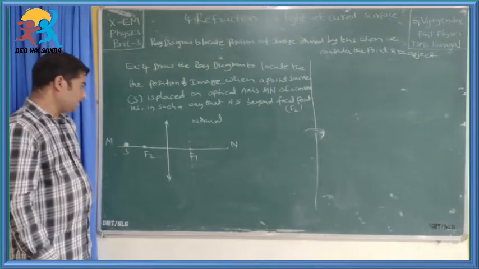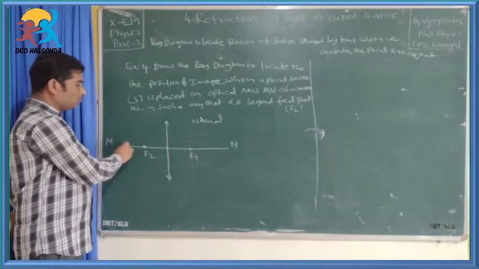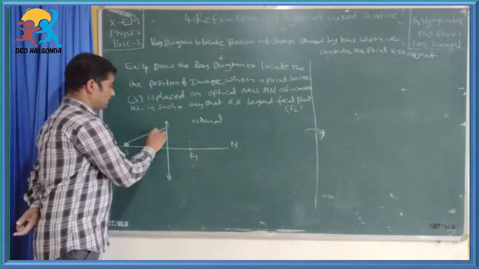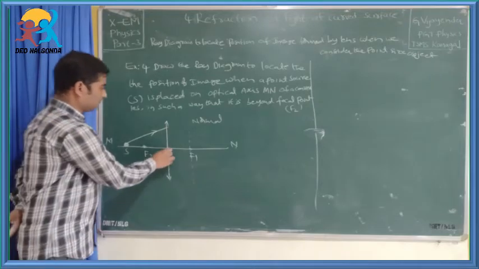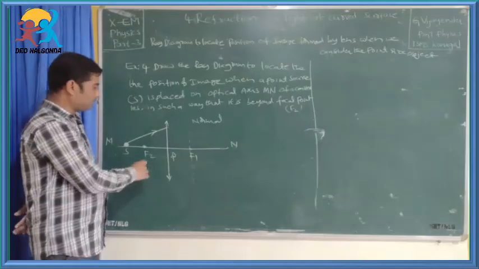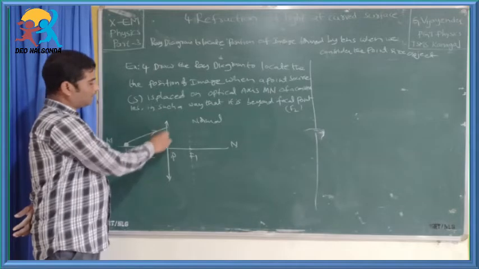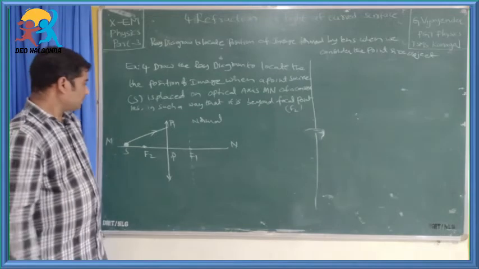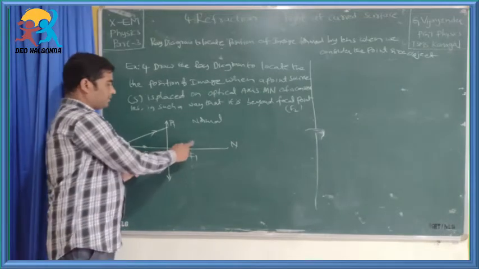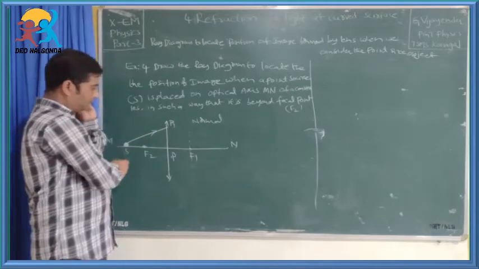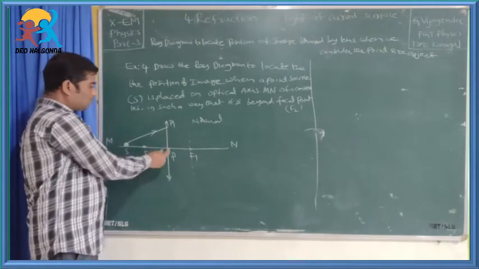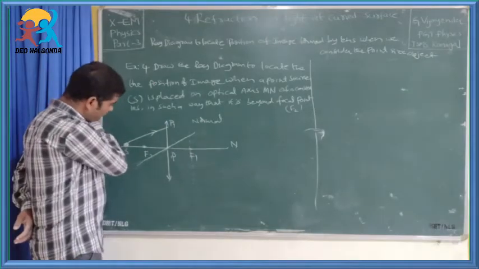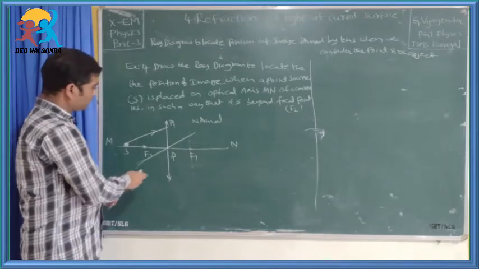Next draw an incident ray from the source onto the lens. This is the incident ray. This is the optic center of the lens. We have drawn an incident ray onto the lens at point P dash. Now draw the parallel ray to the incident ray which is passing through the optic center. So this is the parallel ray passing through the optic center.